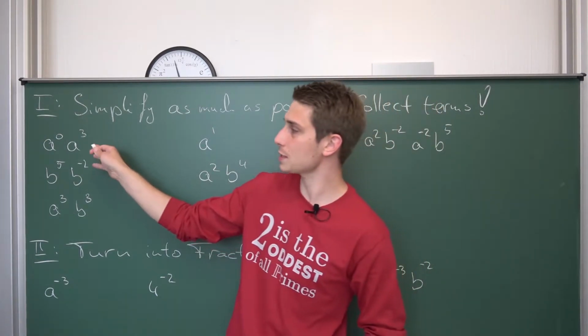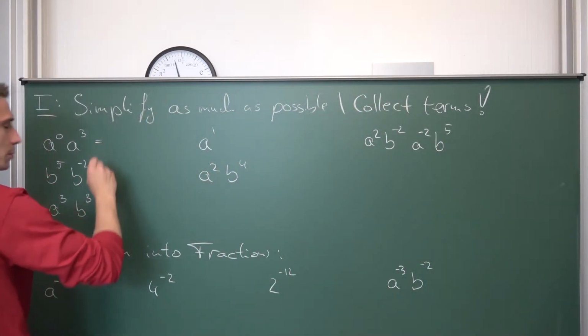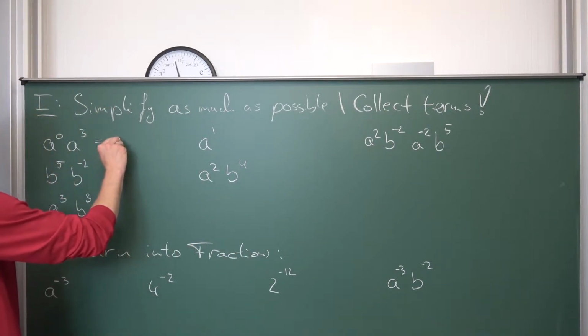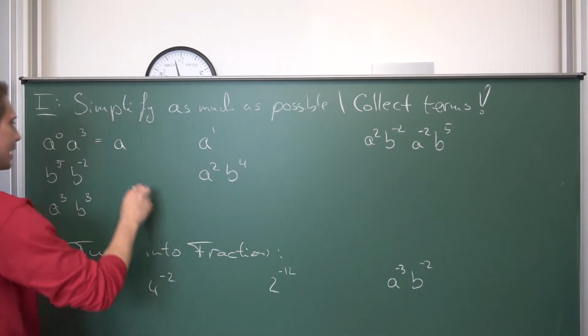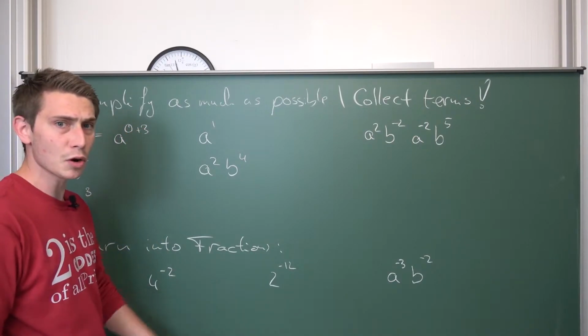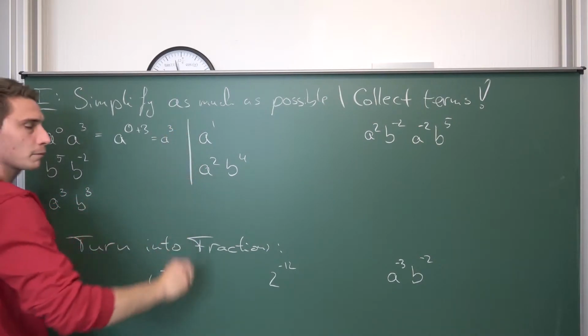I want you to notice that we have the same base right here. Meaning we can make use of the exponentiation rule where we have the same base but different exponents. We are going to collect the base that they have in common, and then we are going to add our different exponents together. 0 plus 3 is going to give us 3, so a to the 3rd power.